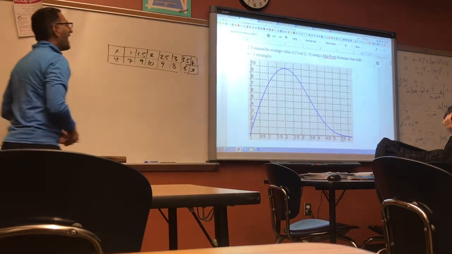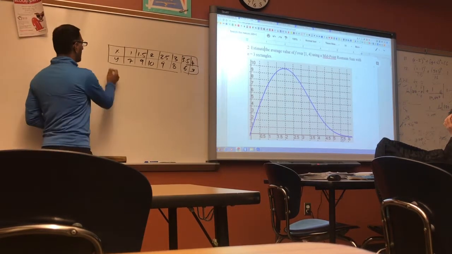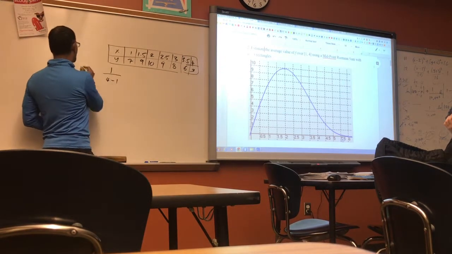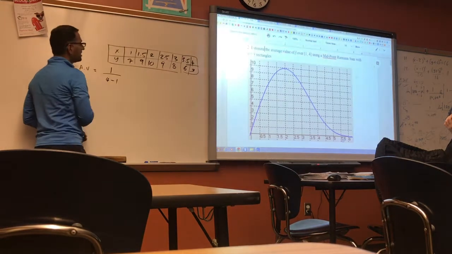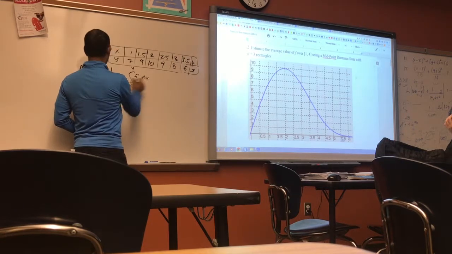The question says average value of f. So what should I write on a sheet of paper? 1 over 4 minus 1. Average value equals 1 over 4 minus 1, integral from 1 to 4, f dx.